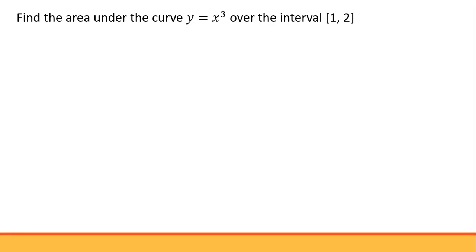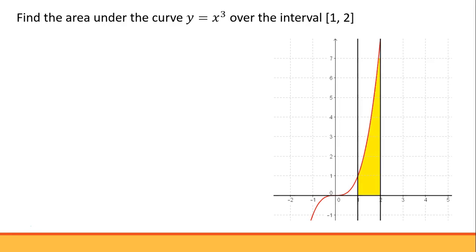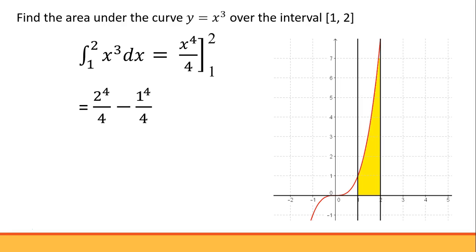What if we want to find the area under the curve y equals x cubed over the interval from 1 to 2? Well, this is what that graph would look like. And this is what the integral would look like. The integral from 1 to 2 of x to the third dx. The antiderivative of x to the third is x to the fourth over 4, and we're going to evaluate that at 2 and at 1, and subtract those two values.